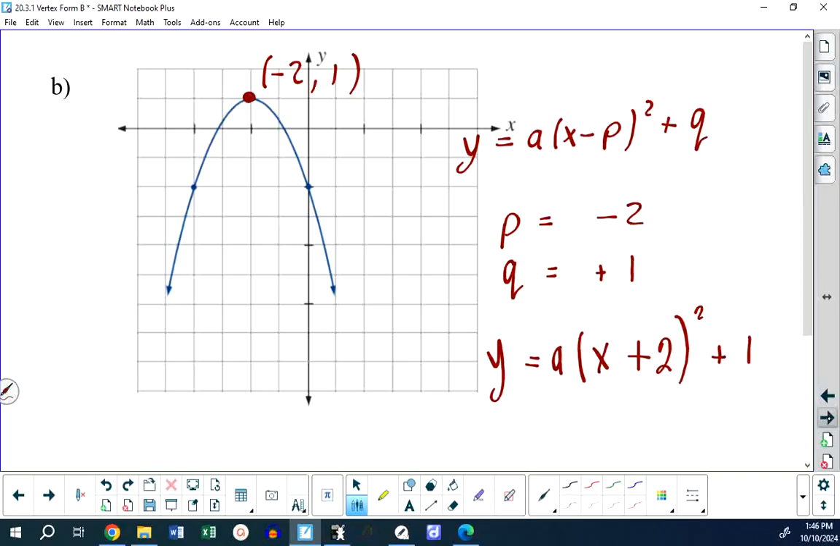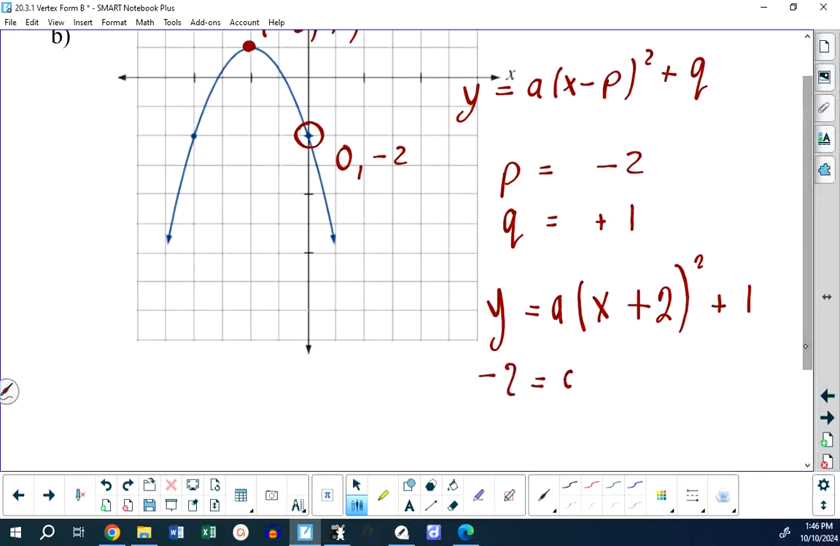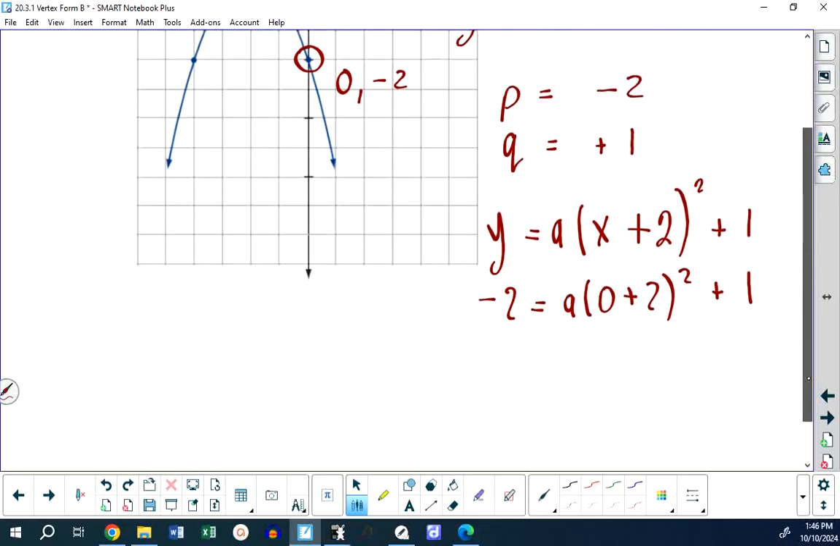Oh, what do we have? A missing parameter. How do you solve for a missing parameter? You load in an ordered pair for x and y, other than in this context, the vertex. I think this is a really good one to use, because one of the numbers is 0, which makes our work a little bit easier. So I can put in negative 2 for y, 0 for x, simplify and solve for a.